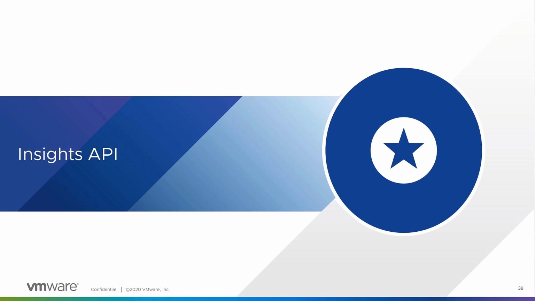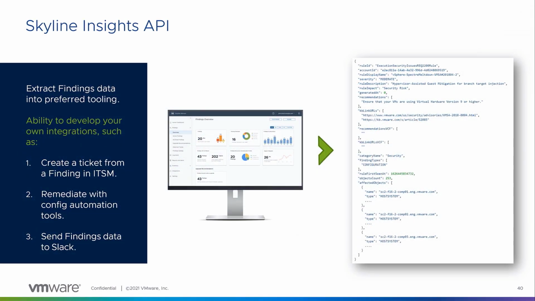Now let's talk about the Insights API feature that Skyline Advisor Pro offers. Customers like you have said that they want to do more than just view Skyline's active findings and recommendations. They want something, a tool, if you will, that allows them to take action on them. Well, the Insights API feature will allow you to do just that. With it, you can take Skyline's finding data and you can extract it via API into the tooling of your choice to automate whatever you want.